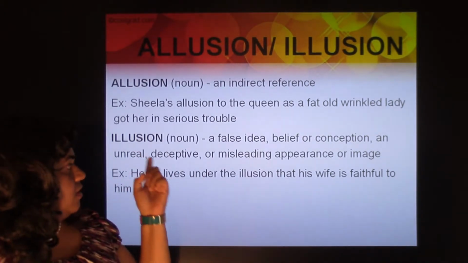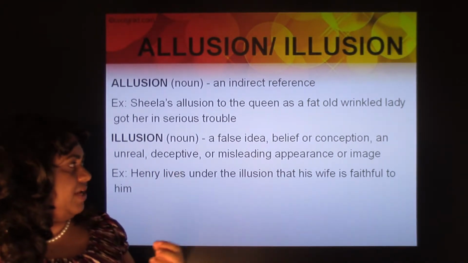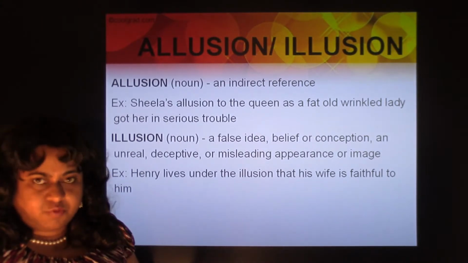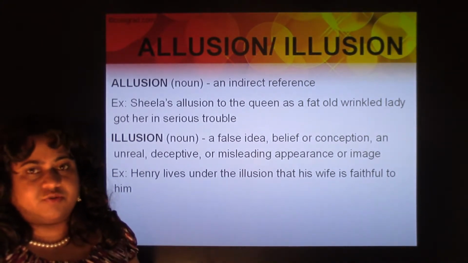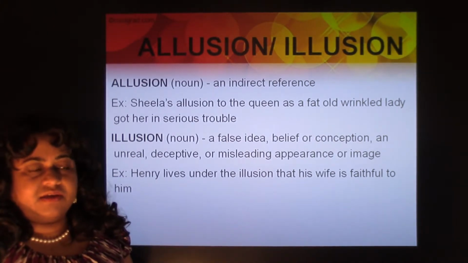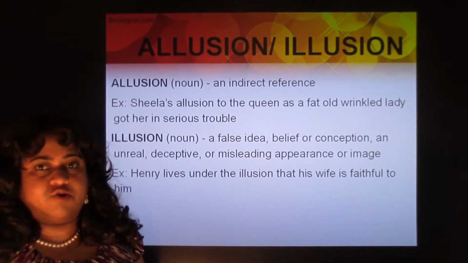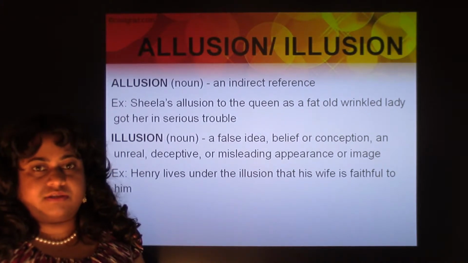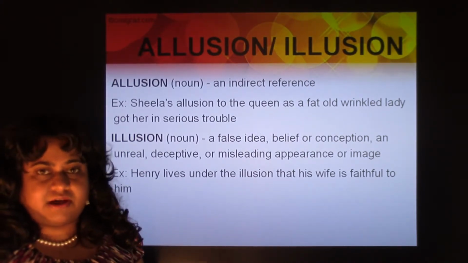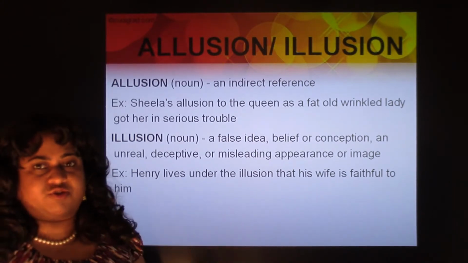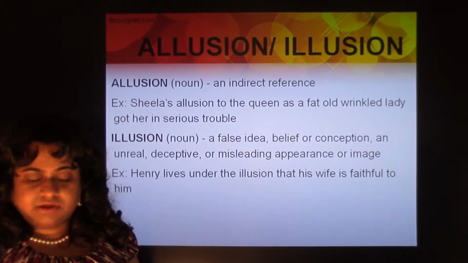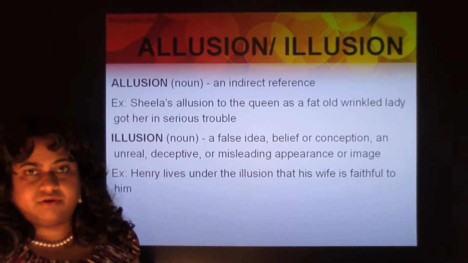It's about somebody who's also, say, naive, who's stupid enough to believe something. That can also be a context, like in Henry's case. Or we can say she lives under the illusion that she's going to score more than 700 out of 800 in GMAT. It means she's not competent enough, but she lives under the illusion that she's going to do it. So that's another way you could use it. Allusion and illusion are two different words.